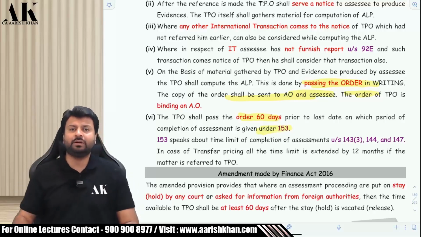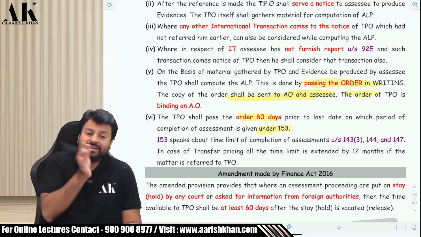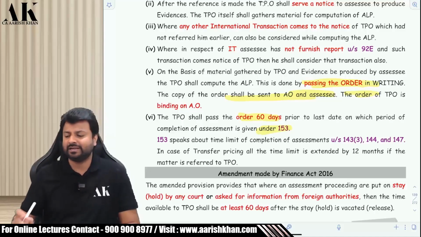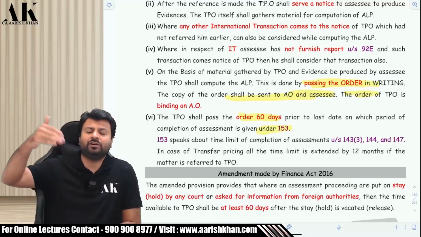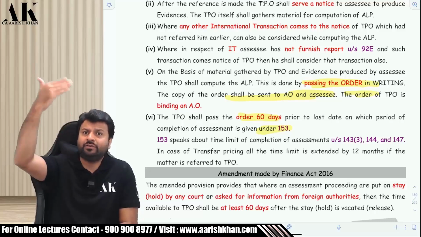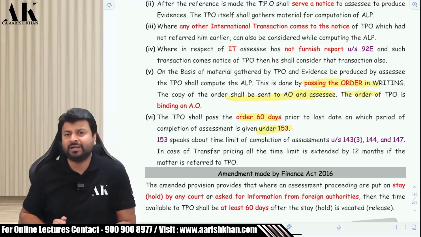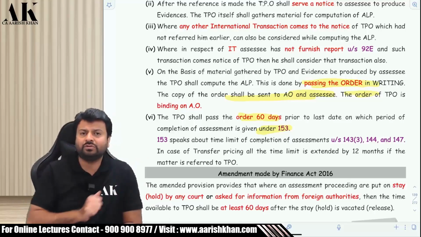Whatever is the time limit to complete the assessment, he will pass the order at least 60 days prior to that particular assessment time limit. Suppose the assessment is completing on 31st of December 2024. So he will complete his order at least 60 days prior to that particular date, that is by 1st of November 2024.